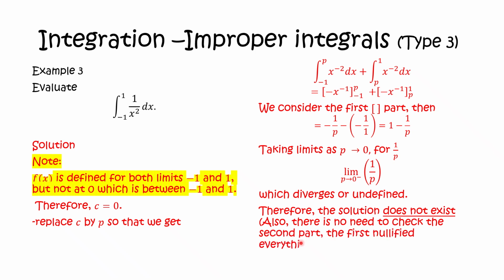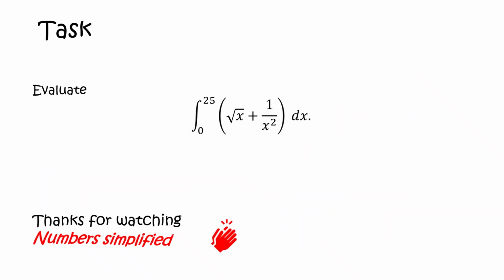There won't be any need for us to cross over to the second part, because once the first part is undefined, then the whole thing becomes undefined. Or if the second part is undefined, then everything else becomes undefined.